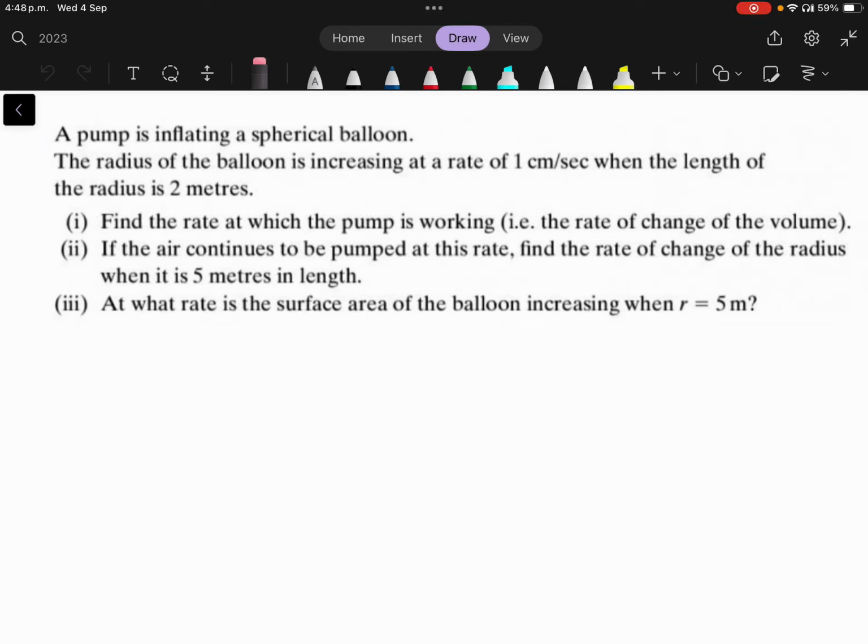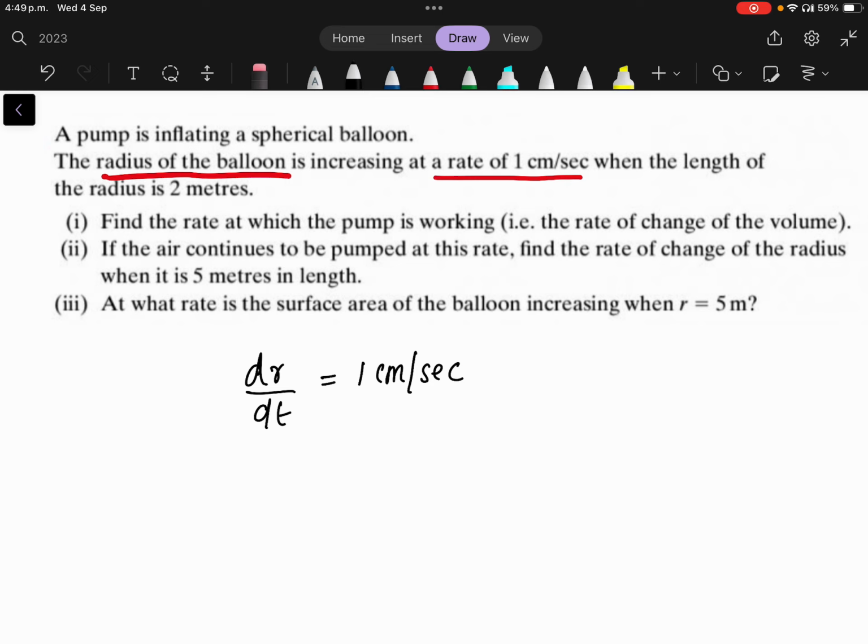Hello, let's learn how to address this question of rate of change. So please pause this video and read the question once. Okay, so here they're saying that the radius of the balloon is increasing at a rate of 1 centimeter per second, which means that dr over dt is equal to 1 centimeter per second.